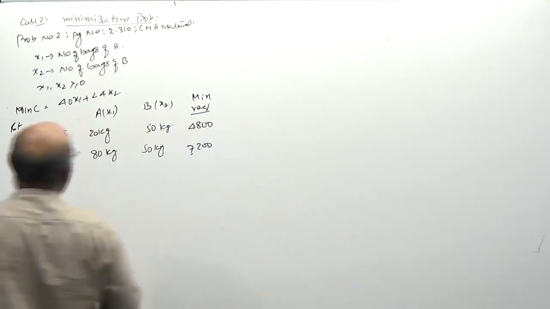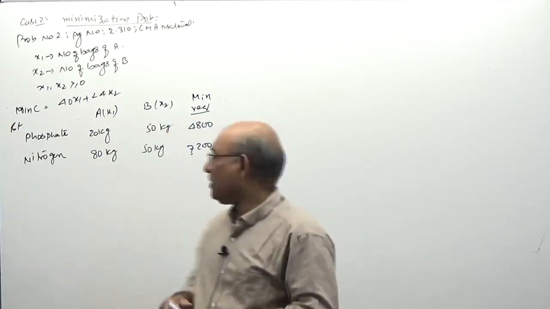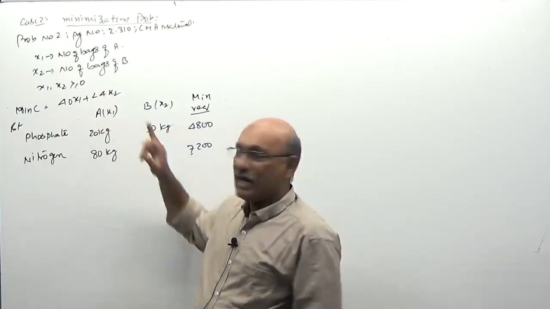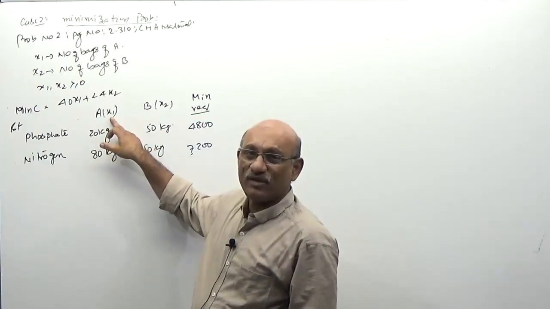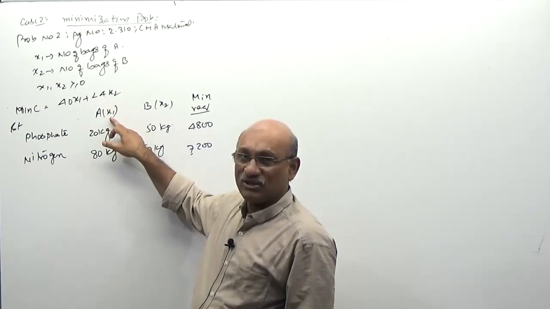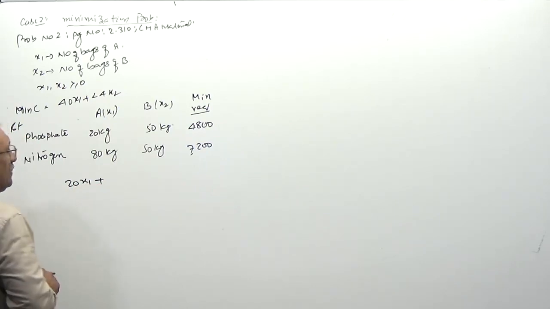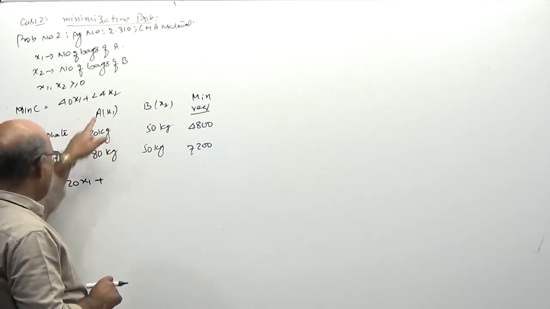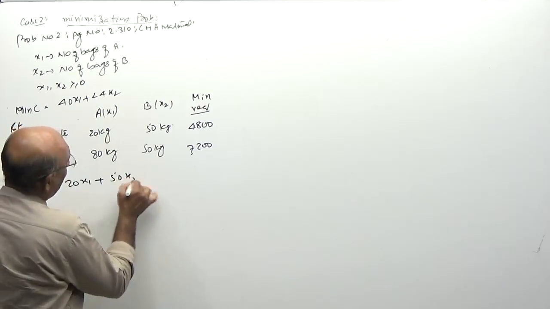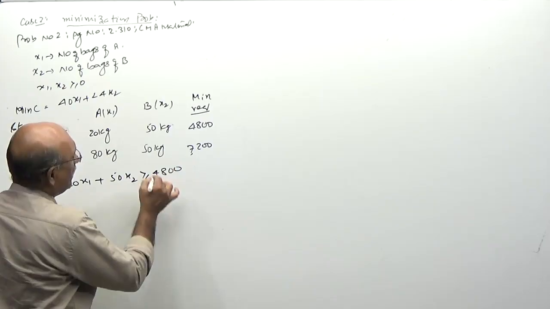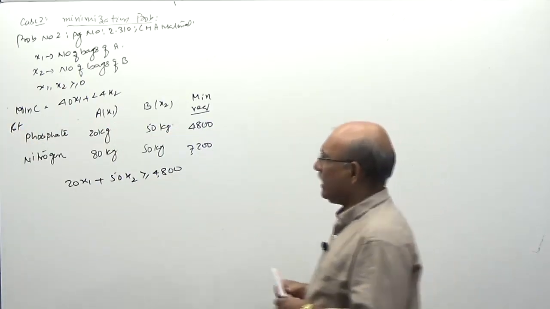So first one is, one bag of A contains 20 kilograms of phosphate. Look at the table, sir. One bag of A contains 20 kilograms of phosphate, and X1 is the number of bags we are purchasing. So this is 20 into X1. From bag A, this is the total availability of the phosphate, and 50 into X2 must be greater than or equal to 4,800.